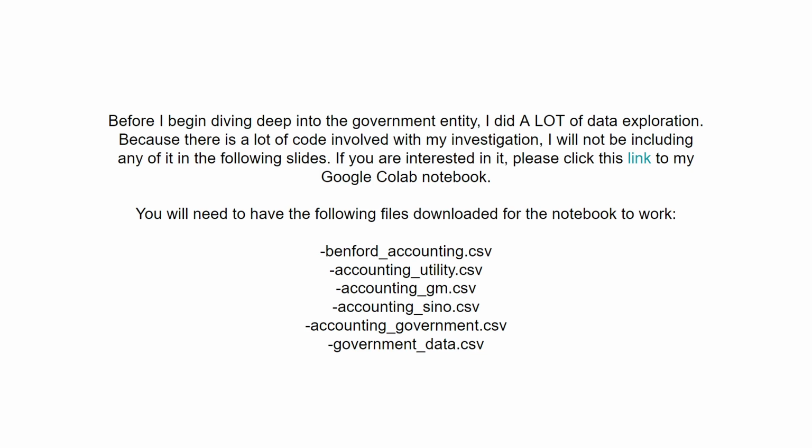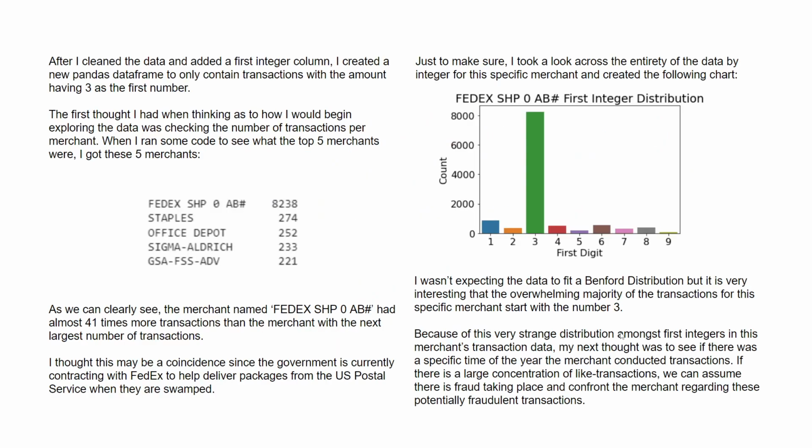And if you want to run the notebook, you need to make sure you have the following files downloaded and stored in the notebook so everything works. If you don't, it's not going to work. It's going to have a bunch of errors. So make sure you have those downloaded with the correct names too. All right, so let's continue.